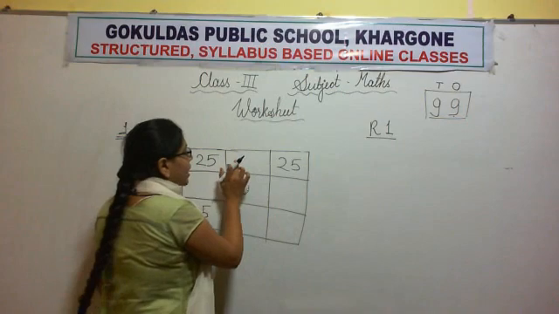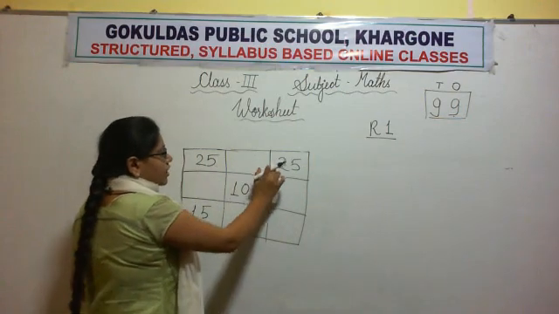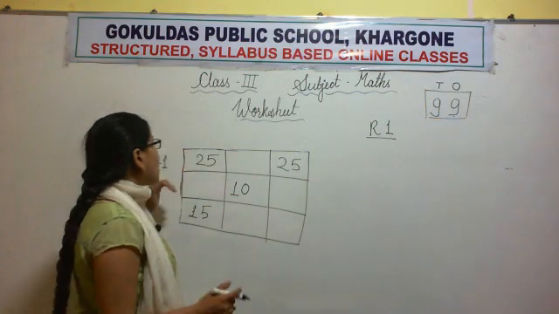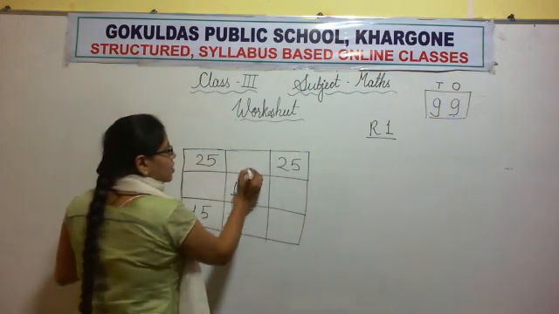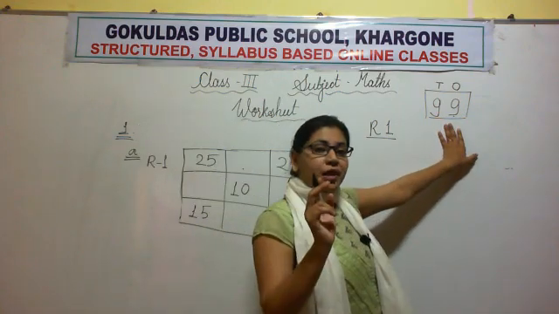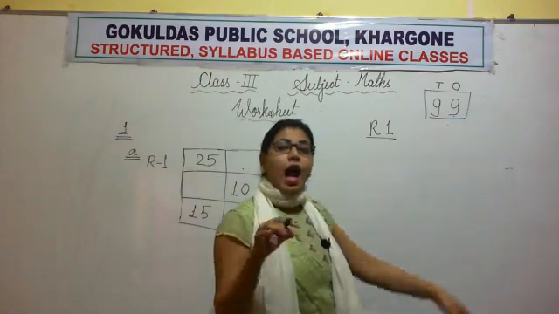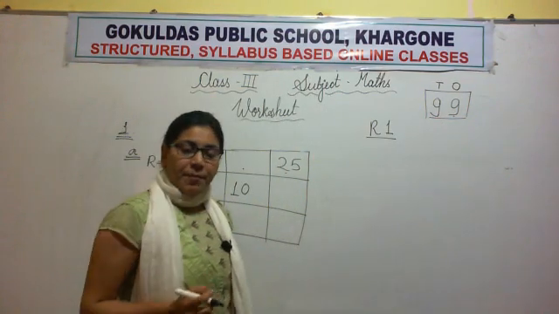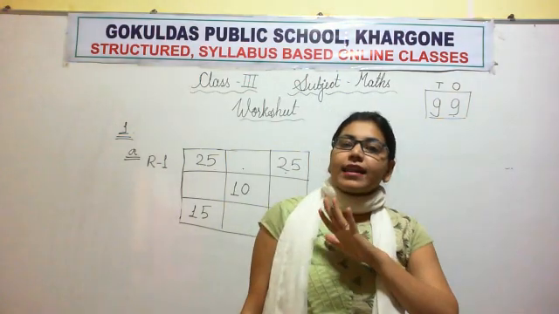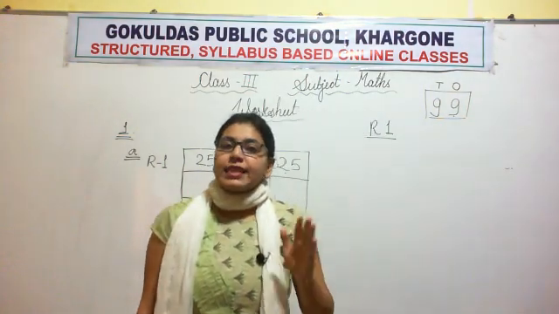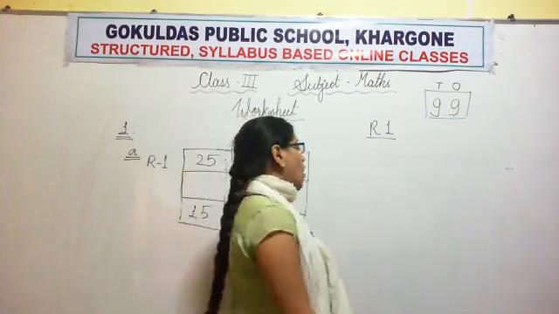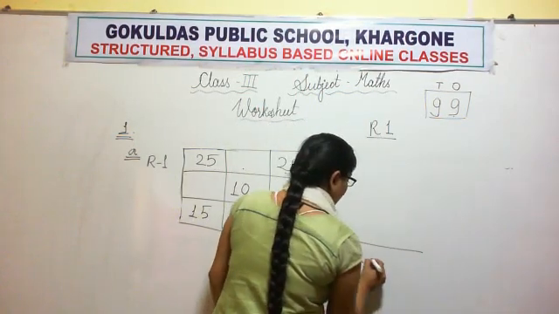When we add the 3 boxes of row 1, R stands for row here, when we add these 3 numbers of row 1, our answer must be 99. So let's see how we'll bring 99. Keep in mind 99 is a 2-digit number and both the digits are 9, 9. In 1's place 9 and in 10's place also 9.